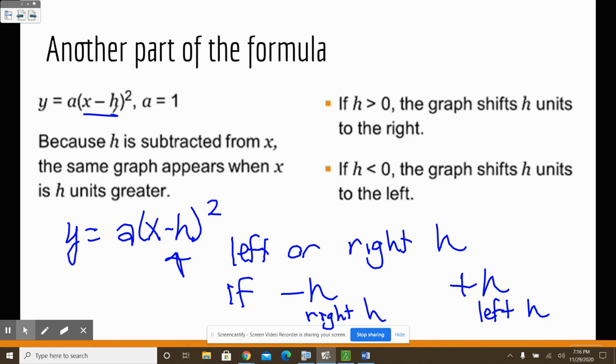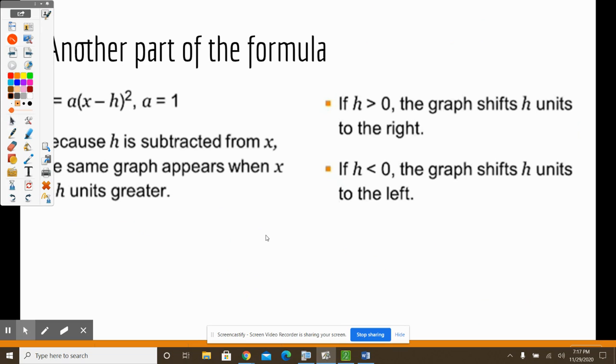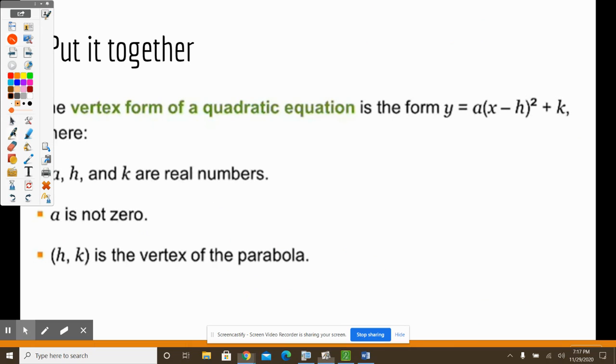Okay, so in the parentheses, it's opposite of what you think, which I said is kind of similar to x minus x1. Remember, you had to change the sign: it was y minus y1 equals m(x minus x1) whenever you're talking about graphs. It's kind of similar to that. Okay, so let's put it all together.